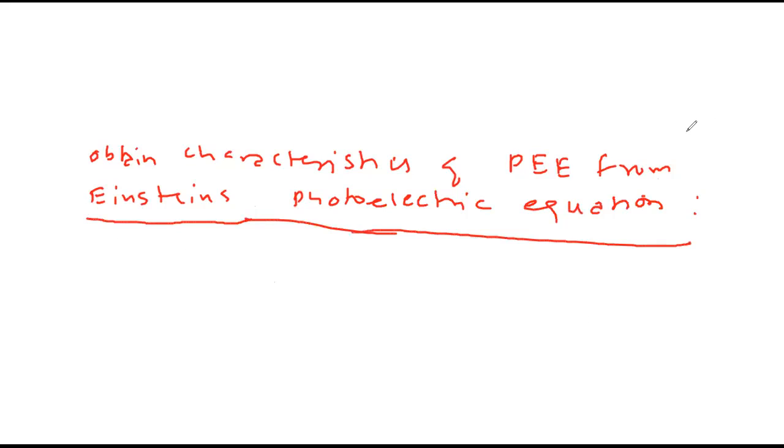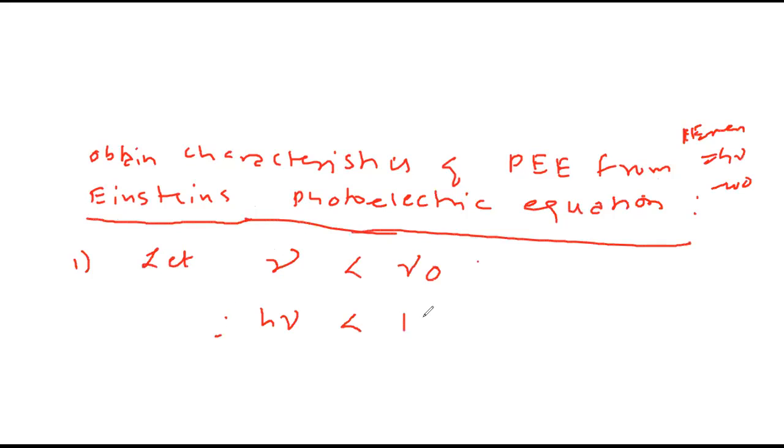Einstein's photoelectric equation means Ke max equals h nu minus work function. From this we have to get the characteristics of photoelectric effect. First point. Let frequency nu be less than nu 0. Therefore h nu is less than h nu 0. This means h nu minus h nu 0 is less than 0. Therefore Ke max is less than 0.